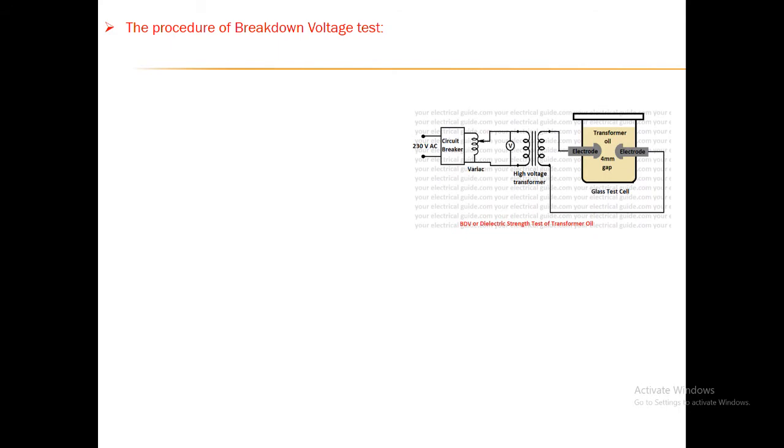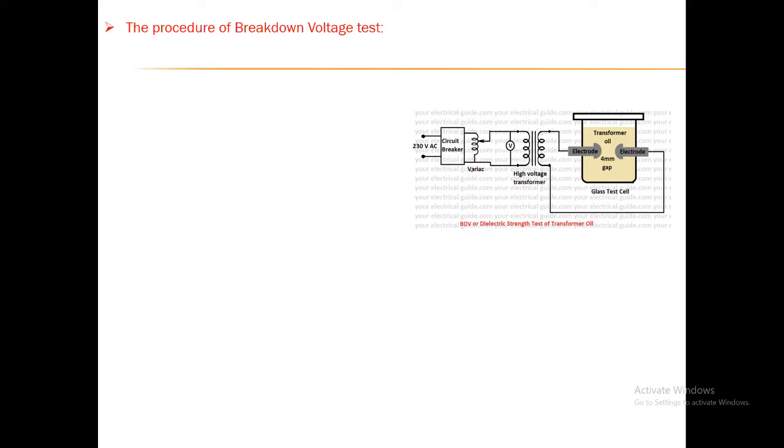So let us see how this breakdown voltage test is to be performed on the transformer oil, or even on any liquid dielectrics. This is a basic circuit diagram of conducting the dielectric strength or the breakdown voltage test over the liquid insulation. Here you can observe that the input is simply 230 volt AC that we are getting directly from the distributors, the electricity board.